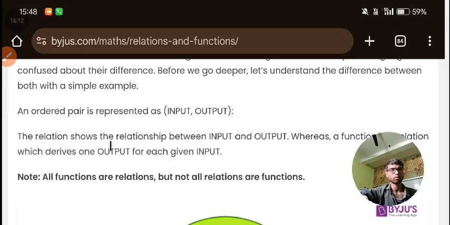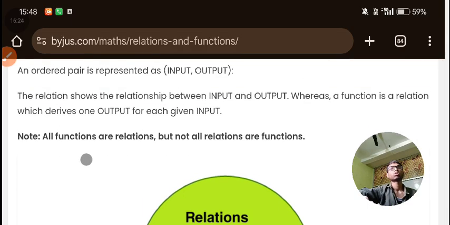Okay, let's understand it. An ordered pair is represented as input, then output: input comma output. This is the ordered pair, this is the coordinate. Now the relation shows the relationship between input and output, whereas a function is a relation which gives one output for each given input.